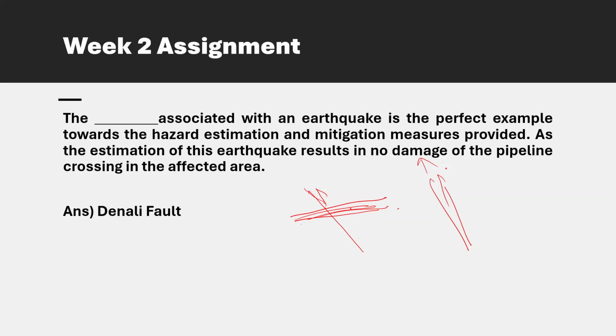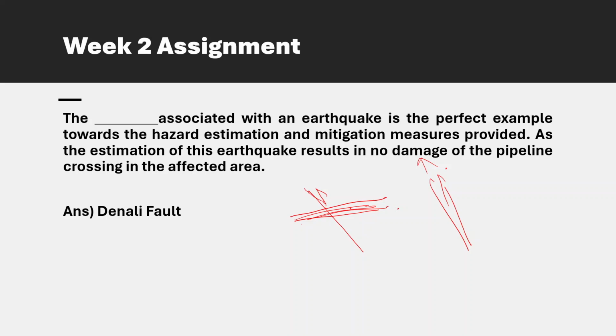So basically, when an earthquake occurred, according to their estimation, this pipeline was not affected. You can imagine a crude oil pipeline: if it was damaged, it was very risky, the oil would have leaked, and maybe a fire hazard might have happened. So they mitigated all those things by proper planning and proper construction of this pipeline along the Denali fault. That's why this example is important.